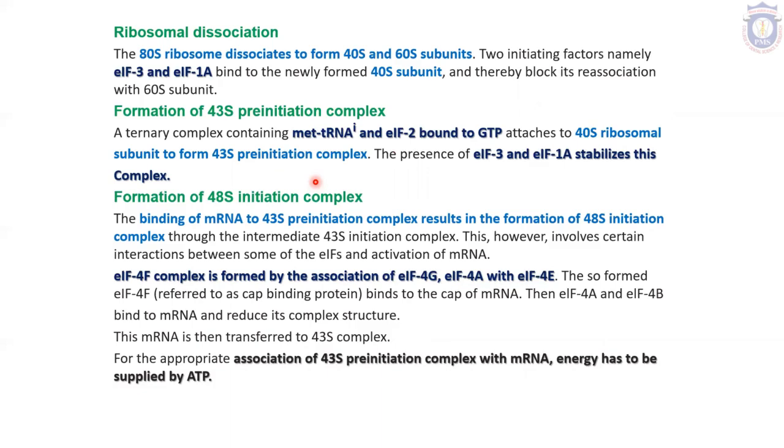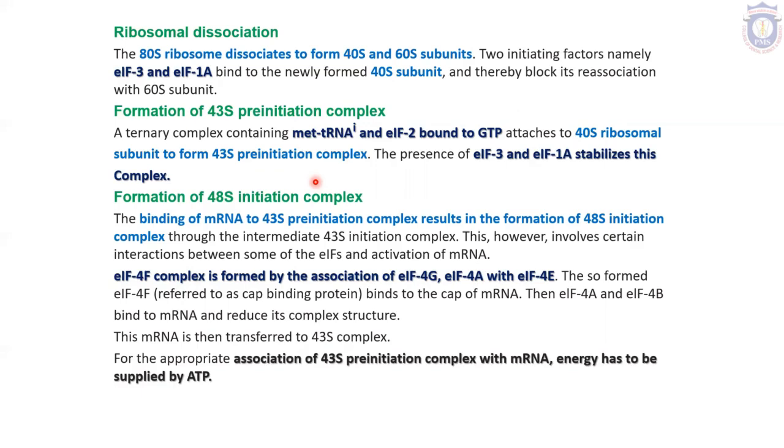A ternary complex containing Met-tRNA initiator and eukaryotic initiation factor 2 bound to GTP attaches to the 40S ribosomal subunit to form the 43S pre-initiation complex. The presence of eukaryotic initiation factor 3 and eukaryotic initiation factor 1A stabilizes this complex.